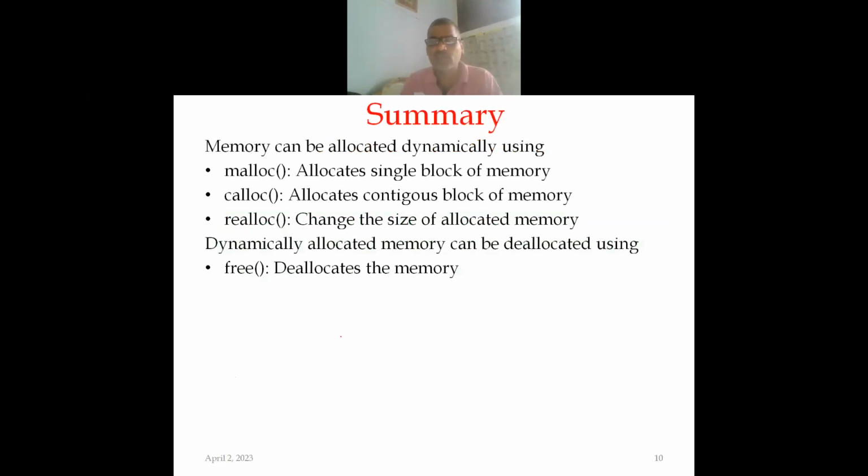The summary of the session is that we all know how the memory has to be allocated at runtime. Dynamic memory allocation is also known as runtime memory allocation. To do this, we can make use of malloc or calloc, or if you want to change the size which we have allocated previously, we can use realloc. And then we can use the free function, which is used for deallocating the memory.